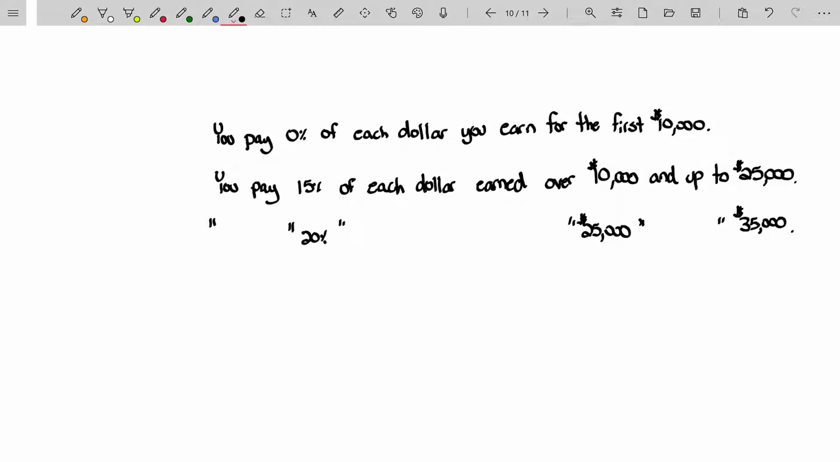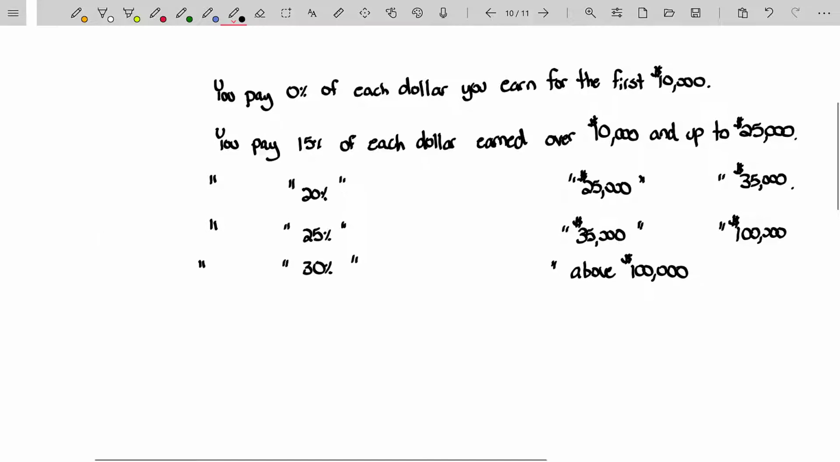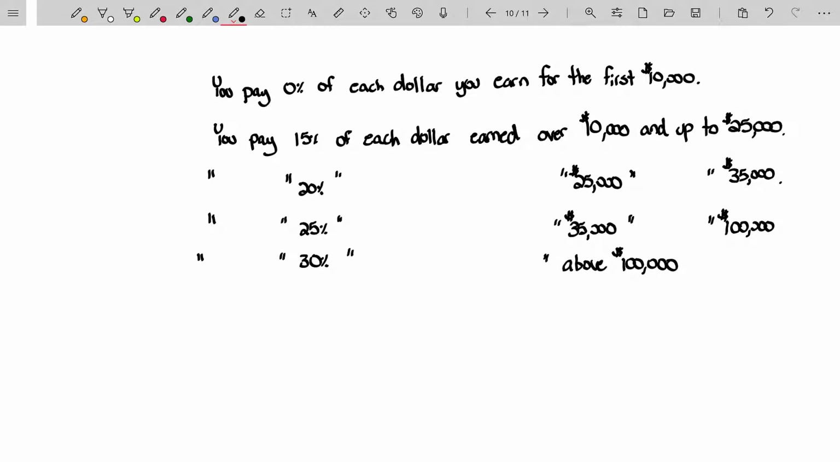And then let's pretend you pay 20% on each dollar you earn above $25,000 up to $35,000. And let's pretend that you had to pay 25% of each dollar that you earn above $35,000 and all the way up to $100,000, and we'll stop at $100,000. So in other words, we'll just cap it out and say that you pay 30% on every dollar you earn beyond $100,000.